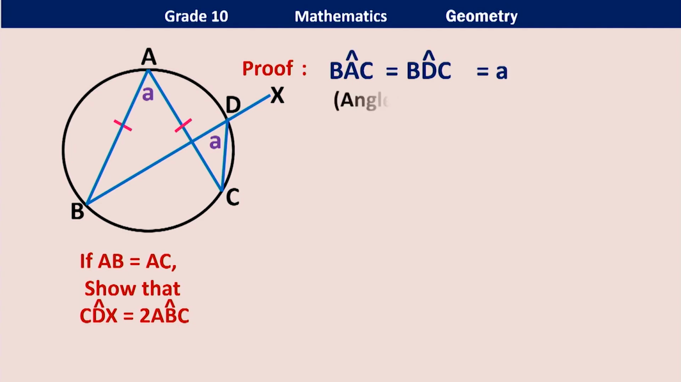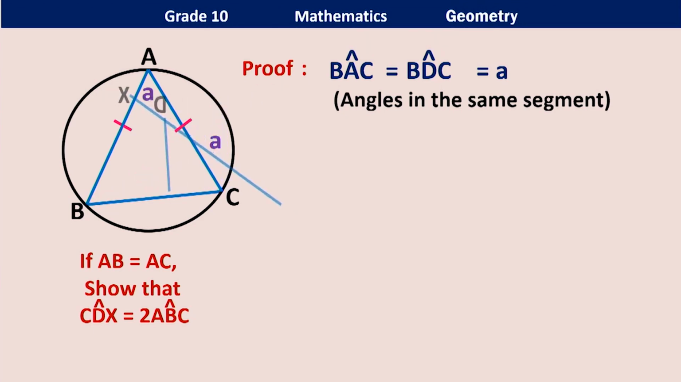So, we have to write the reason. Angles in the same segment. Angles in the same segment are the same. Now, once again have a look at the figure. This time I am going to consider triangle ABC. Now, it is an isosceles triangle, isn't that so?